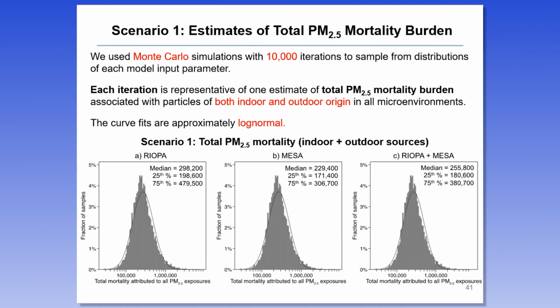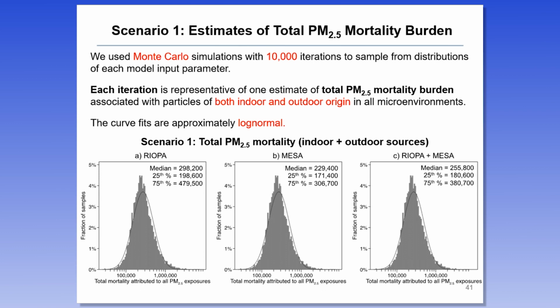When we gathered all of this data from all of the sources, it had a distribution, so we had the opportunity to apply a Monte Carlo simulation. We used a Monte Carlo simulation with 10,000 iterations to sample from the distributions of each model input parameter. Each iteration that we are presenting is representative of one estimate of total PM2.5 mortality burden associated with both indoor and outdoor origin in all macro environments.